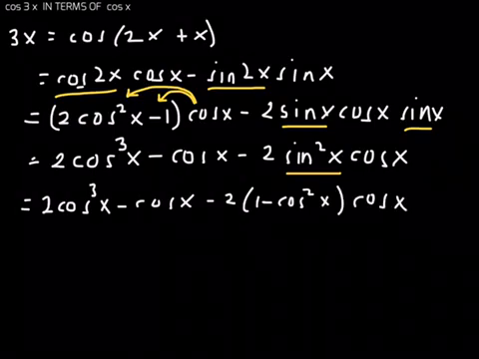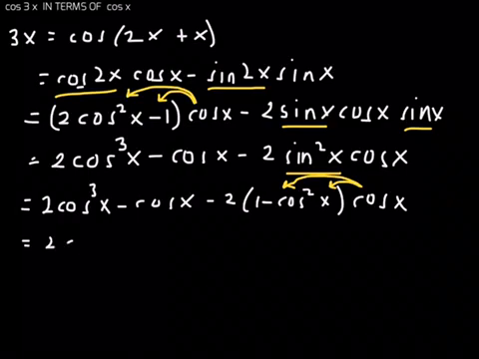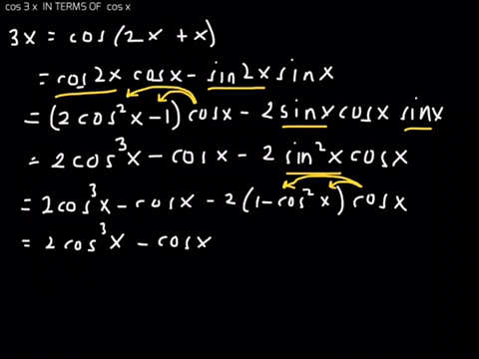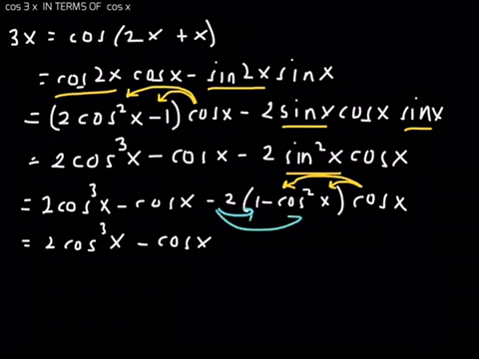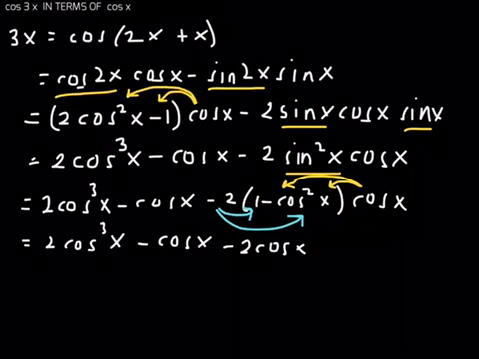Cool, almost done. Now let's distribute cosine of x here, like that, okay? So then you're going to get 2 times cosine cubed of x minus cosine of x. Oh, you know what we should do? We can do this as well. At the same time that we're distributing cosine of x, let's distribute negative 2 at the same time. Okay? So we're distributing from the left and from the right. That would give us negative 2 times cosine x. And then that would give us positive 2 times cosine cubed of x.